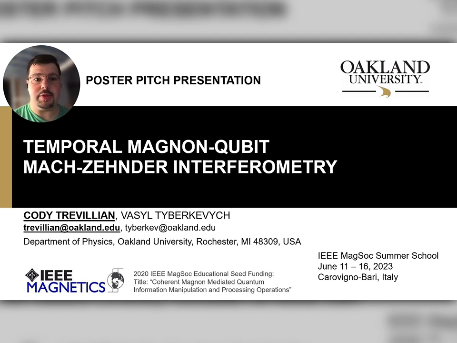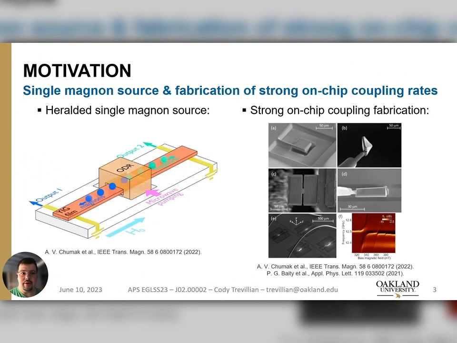Today I'm here to pitch to you my recent work on temporal magnon-qubit Mach-Zehnder interferometry. This work is motivated by the necessity to improve our understandings of single magnon dynamics. On the left is a concept for a YIG-based single magnon source, and on the right is a detail of an on-chip fabrication method for YIG that achieves strong magnon-photon coupling rates. And so this combination of recent advancements may enable building such single magnon devices.